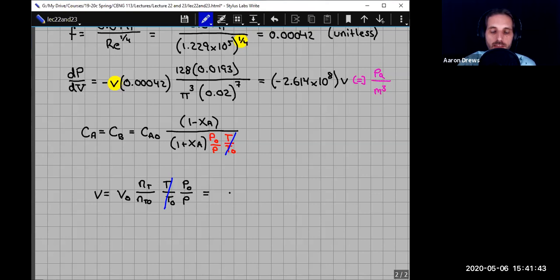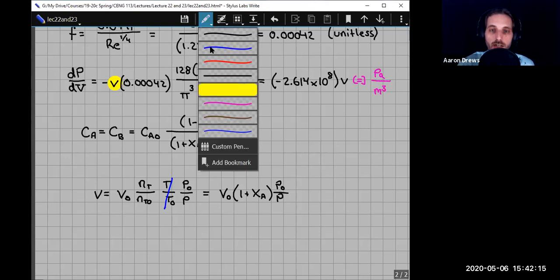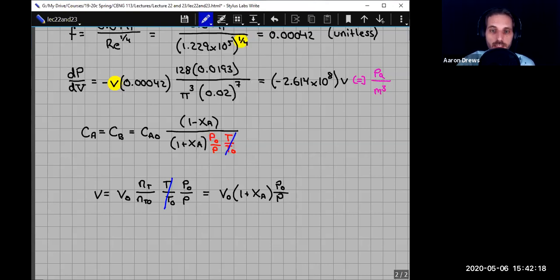If we wanted to rewrite this in terms of conversion, so depending on which approach you're taking, right? Are you solving the original material balance in terms of Na? If you were, then you would leave it in this form. If you're writing this in terms of conversion, then you have to use one of the things from chapter 5 in order to rewrite this as V0 times 1 plus XA times P0 over P. Where did that come from? It was a stoichiometric analysis, but if you're worried about where it came from, it's exactly the same term that we have right here.